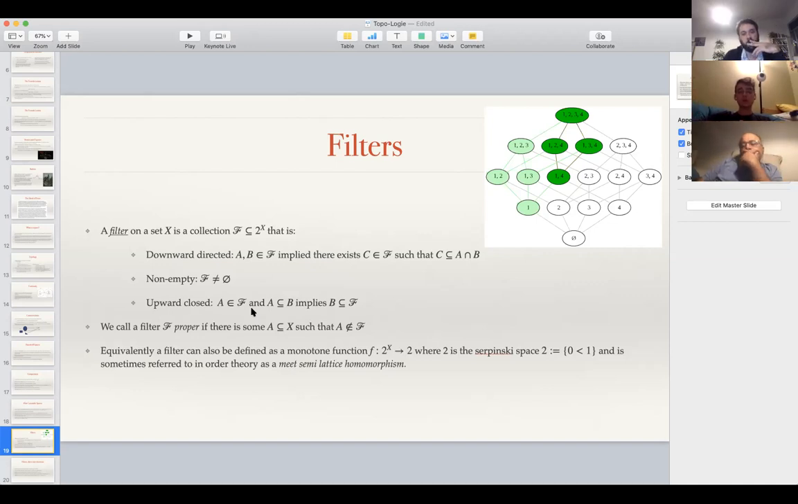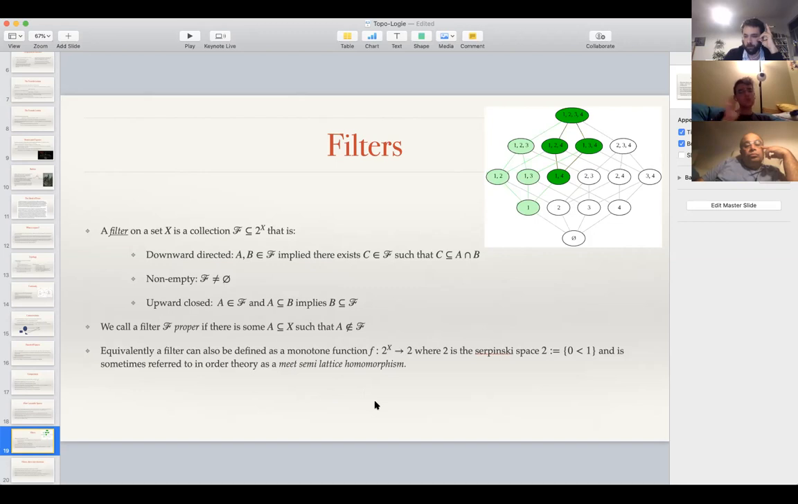It's downward directed in the sense that if I have two sets, which we're going to call large sets, they should also intersect at a large set. And of course, the whole thing shouldn't be empty. We're going to talk about proper filters. A proper filter is just a filter that's not the whole thing, such that there's something in the set that's not in it.